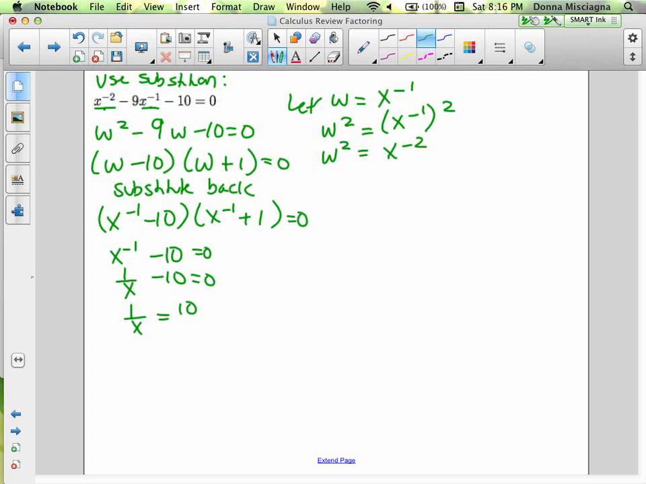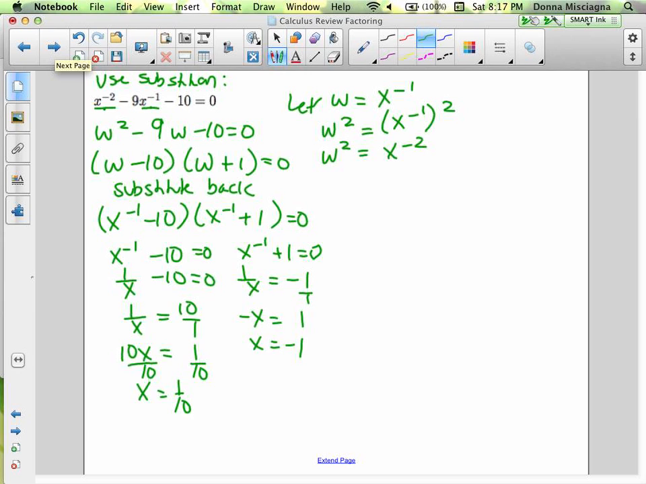You just cross multiply, right? Just consider that a 1. So 10x equals 1 times 1, which is 1. Divide both sides by 10. x equals 1/10. And then x to the negative 1 plus 1 equals 0. 1 over x equals negative 1. Again, cross multiply. Negative x equals 1, and x equals negative 1.